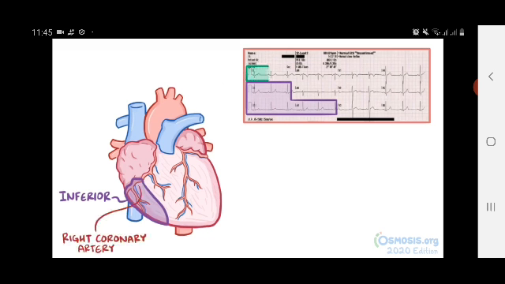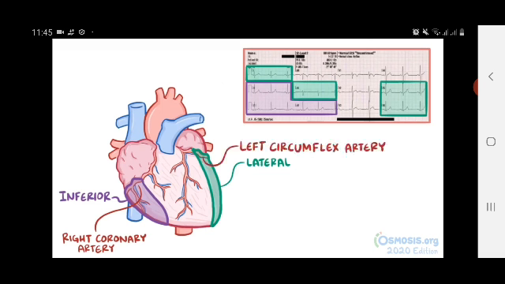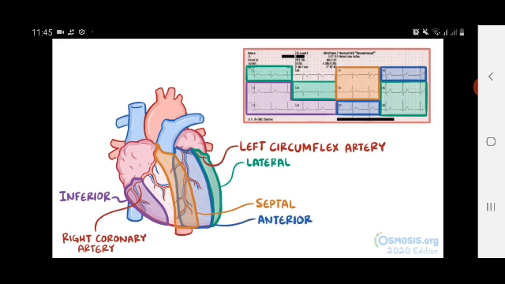Leads 1 and AVL, along with 2 of the chest leads, V5 and V6, are all considered lateral leads because they're near the lateral wall of the heart, which receives blood from the left circumflex artery. Finally, V1 and V2 are considered septal leads because they're nearest to the interventricular septum, and V3 and V4 are anterior leads because they're nearest the anterior wall of the heart. Both of the septal and anterior regions are served by the left anterior descending artery.